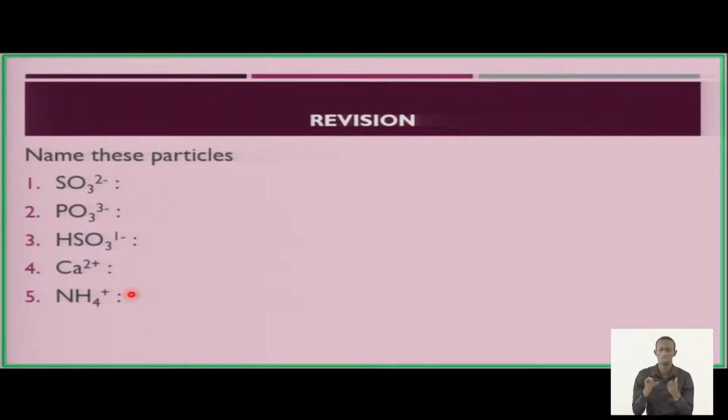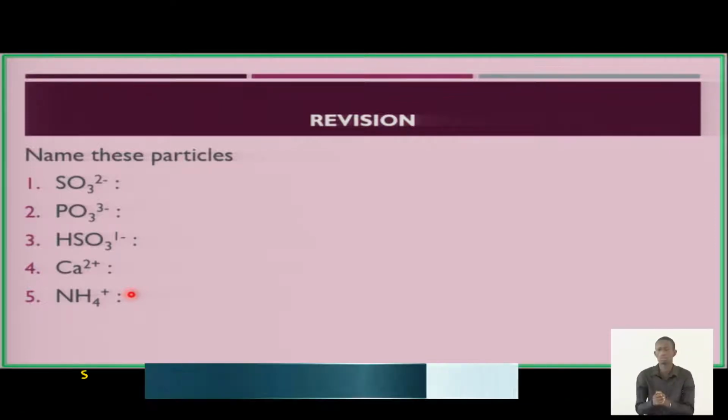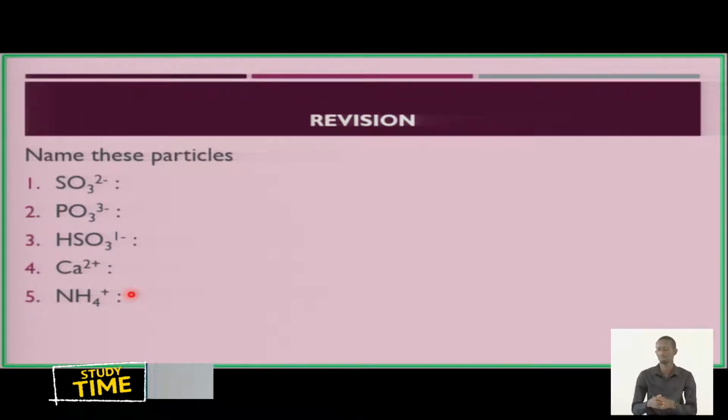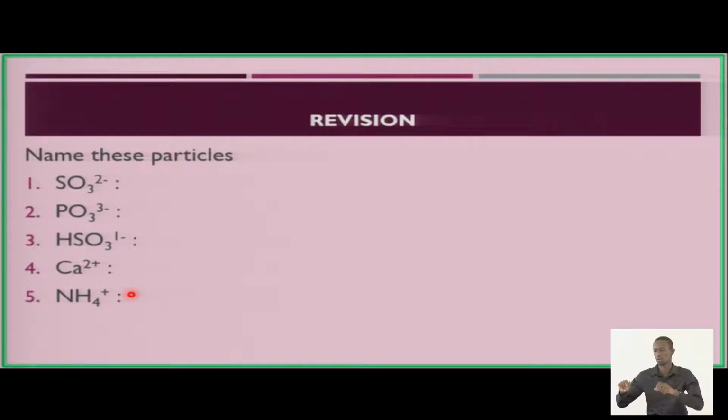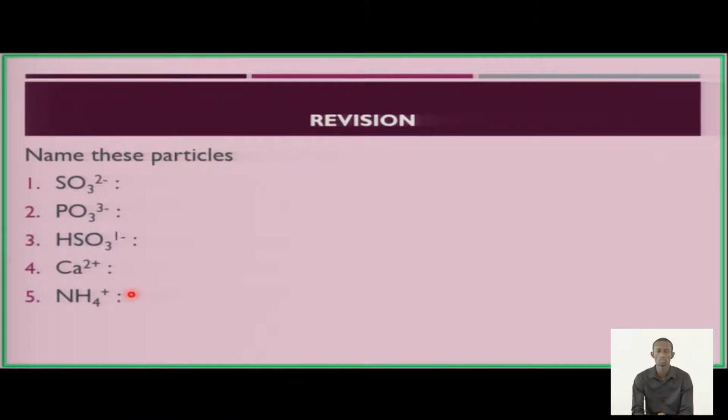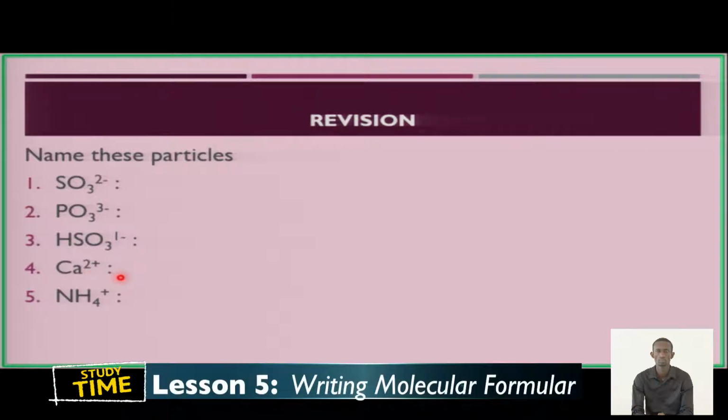Try it please, because the names and the different radicals, they are the ones we will use to learn the new topic of today, writing molecular formula and naming the different compounds. So hurry up please. You have 20 seconds remaining.